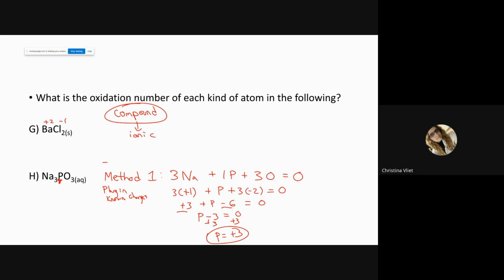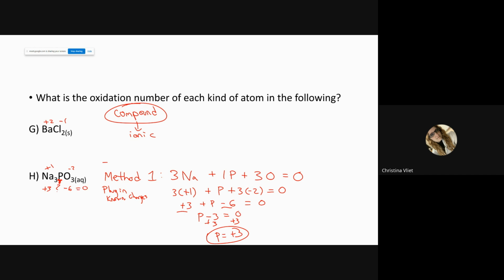My method 2 people. We're going to do negative 2 for oxygen, right? Negative 2 times 3 is negative 6. Sodium is positive 1. Positive 1 times 3 is positive 3. Phosphorus is your question mark. You have that whole thing equal to 0.